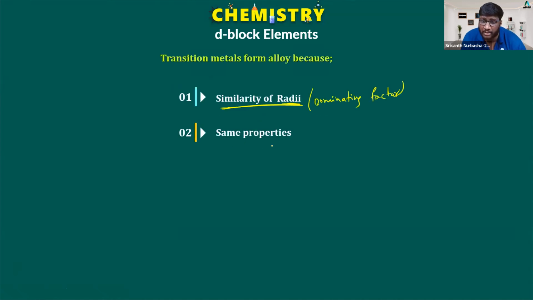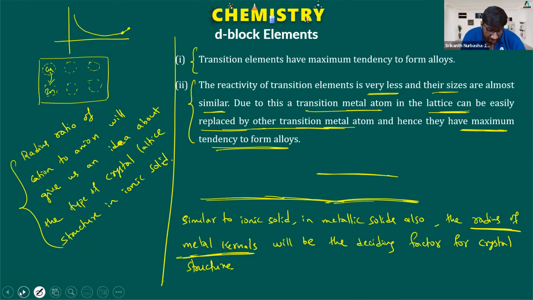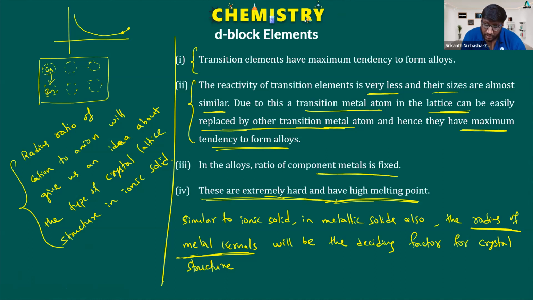Prachi, this one, same properties. No, sir, before this one. They are extremely hard and have high melting point. The reason is again simple. Okay, why are they extremely hard? Because they are placed at some of the metal lattice sites.